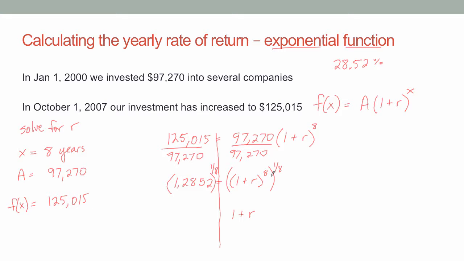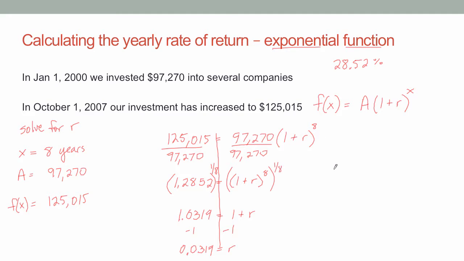So let's use my calculator. That number to the 1/8 power, I can put 0.125 in, is going to give me 1.0319 if I round it. The only thing I have to do is subtract 1 from both sides, and we get 0.0319 equals R. Well, to turn it back into percent, let's multiply it by 100.